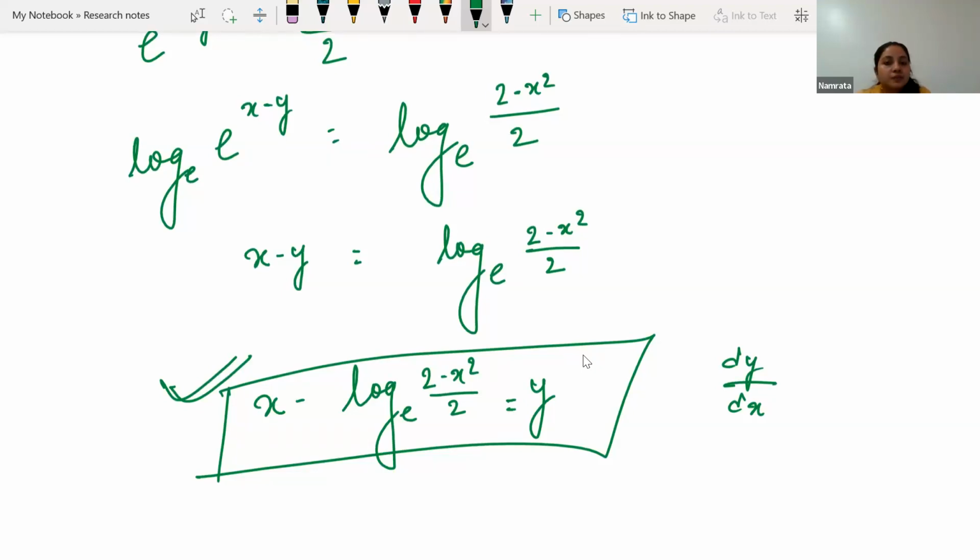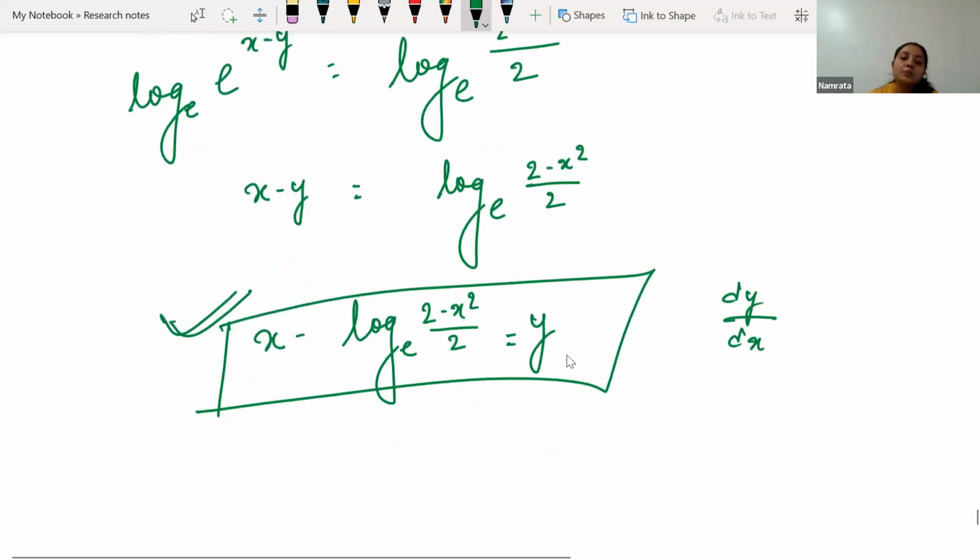Is it clear? Yes, ma'am. Don't get confused about why we are again doing the derivative of that. We are going to do the derivative so that we will get the critical point, and so that we will be finding the point of minima now.